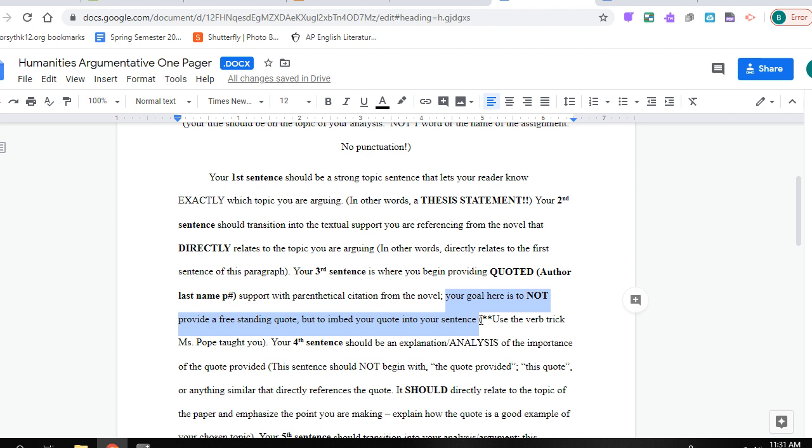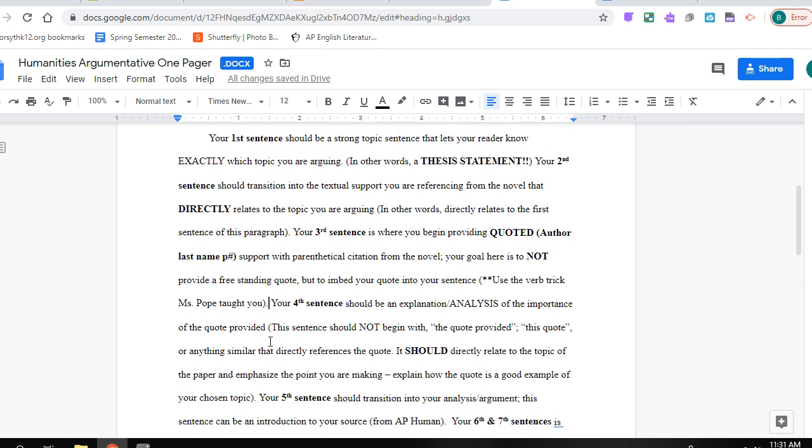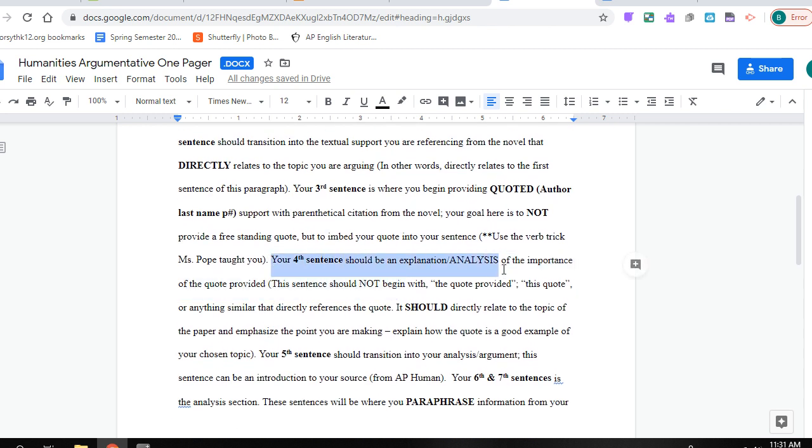If you've forgotten the verb trick, take your sentence that you want to quote, find the verb. There it is. Everything that comes before the verb, summarize it, put it in your own words, paraphrase, contextualize it, and then quote the last part. And then what do you do from that? You embed your analysis.